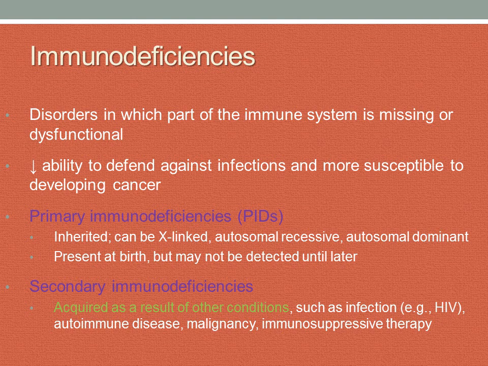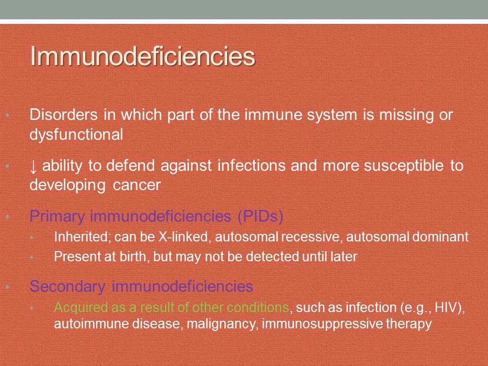It's kind of self-explanatory, but immunodeficiencies are disorders in which a part of the immune system is either missing completely or dysfunctional. It leads to a decreased ability to defend against infections, and it also makes these individuals more susceptible to developing cancer. We've learned previously that the immune system is an effective anti-cancer mechanism, because most times when cancerous cells form, the immune system gets rid of them.